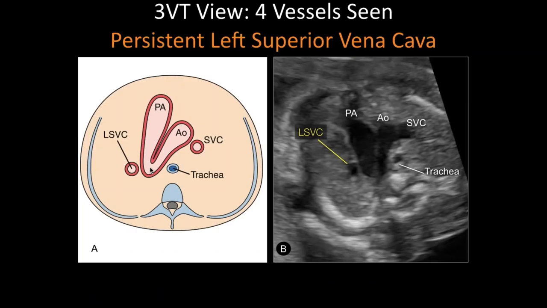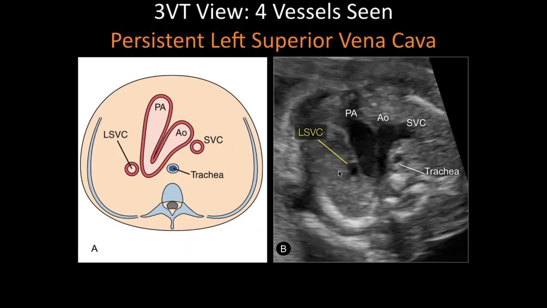All right, now we see 4 vessels. So we see the pulmonary artery, ductal arch, aorta, aortic isthmus, superior vena cava, and then there's another vessel on the other side, on the left side. Most commonly, this is a persistent left superior vena cava.